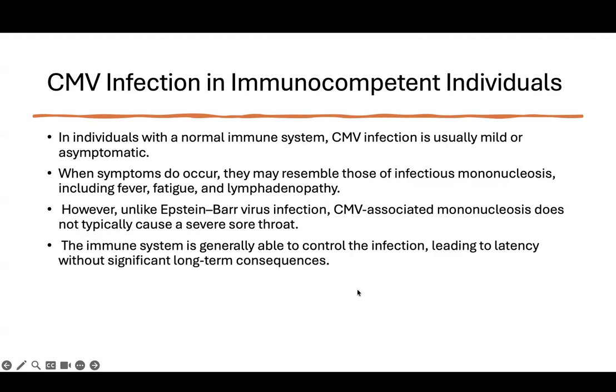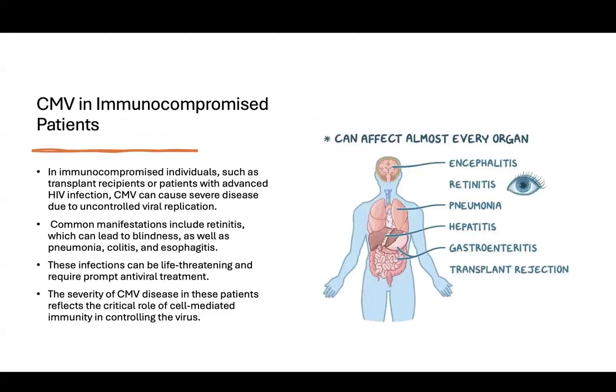But generally, CMV induces latency, and our immune system is able to control it, to keep it from going crazy. However, if you're immunocompromised, CMV can go unchecked and start replicating like crazy. CMV can infect almost every single type of cell. That's why you can get symptoms ranging from encephalitis, retinitis, pneumonia, hepatitis, gastroenteritis, and even transplant rejection, and on and on, because this virus is able to go everywhere.